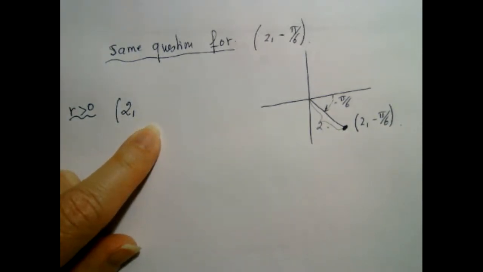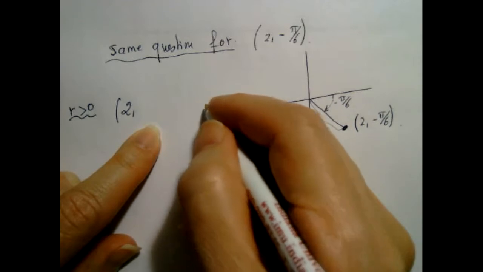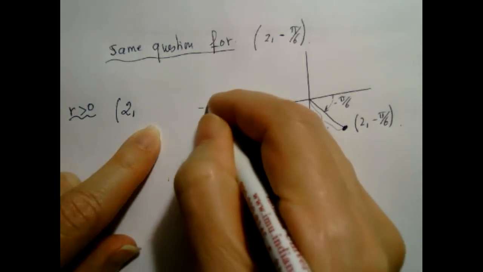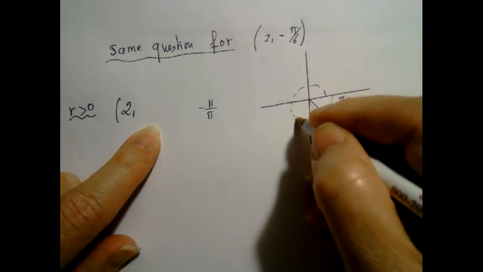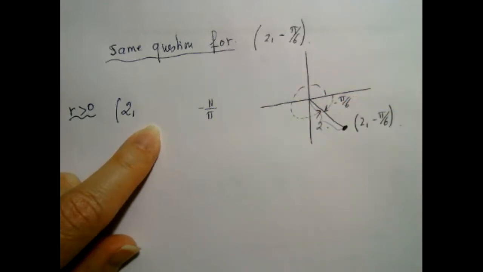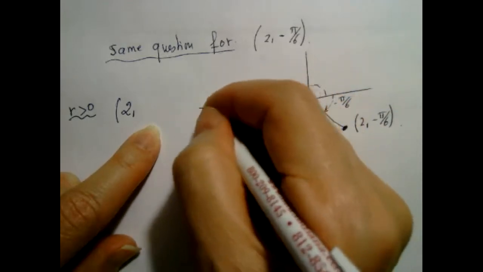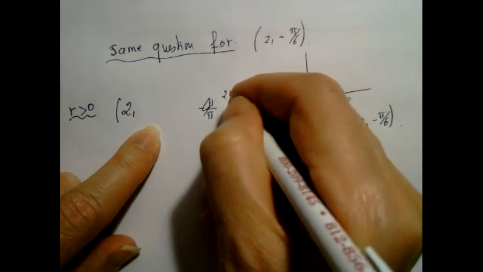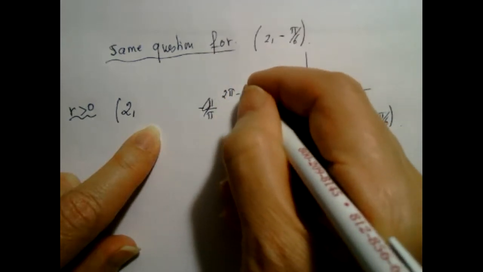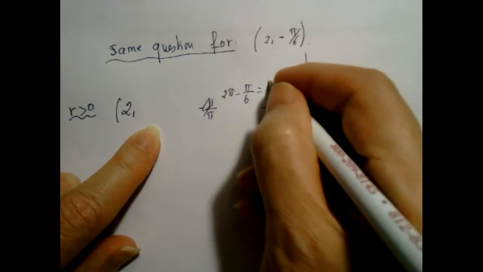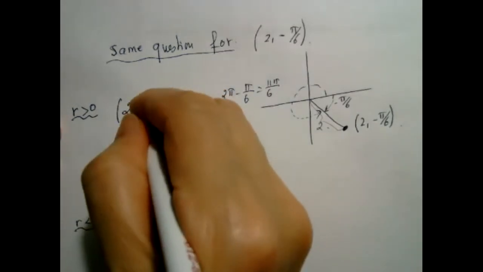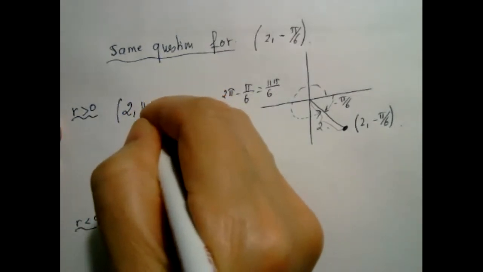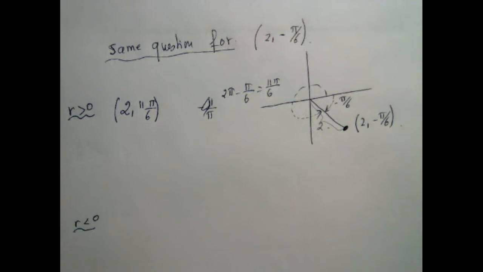11 pi over 6. What? 11 pi over 6. Okay, it basically is looking at this angle right there. And what's this angle right there? It's basically the 2 pi minus the pi over 6, which is 11 pi over 6. So it's very, very picture oriented. 11 pi over 6. That's one of them.